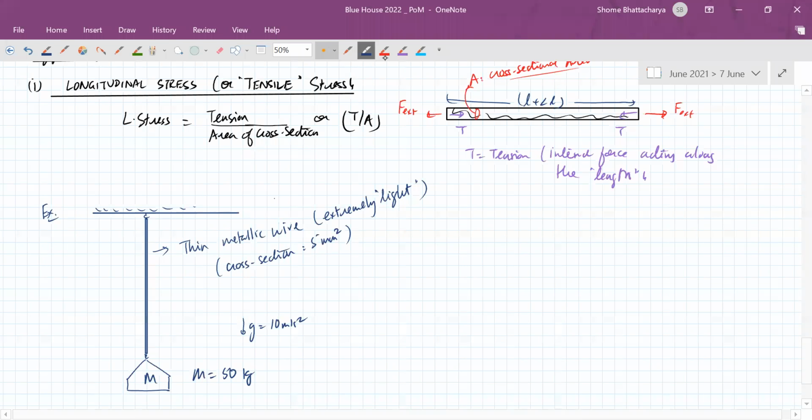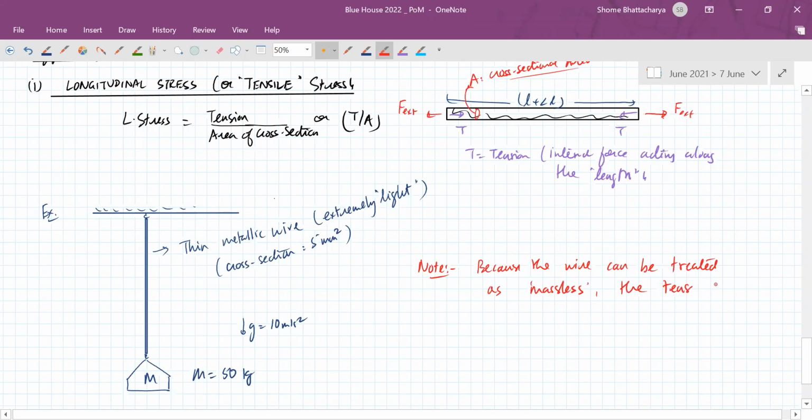So in this case, what will happen is that because the wire is massless, or we can treat it as massless, the tension is uniform.